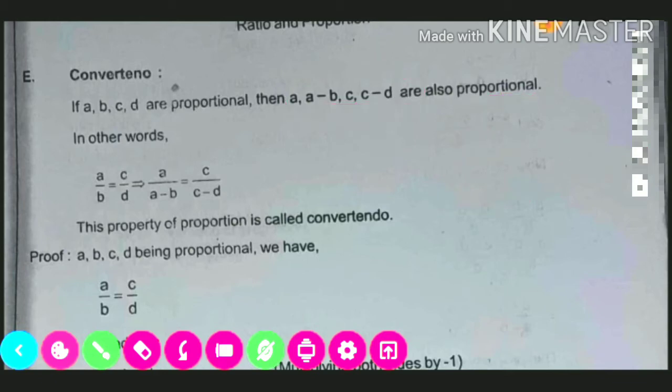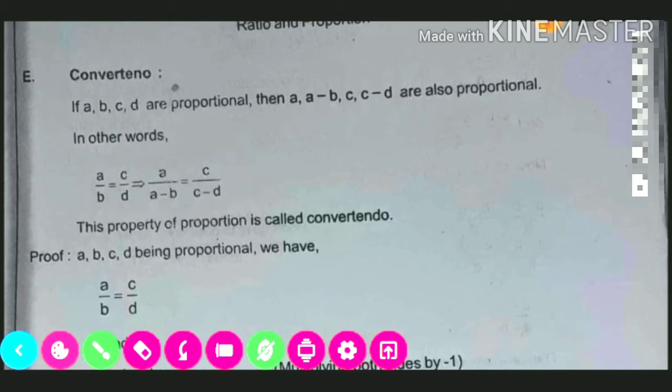In other words, if this is proportional, then A divided by A minus B is equal to C divided by C minus D. It is the form, the formula of our convertendo. This property of proportion is called convertendo.